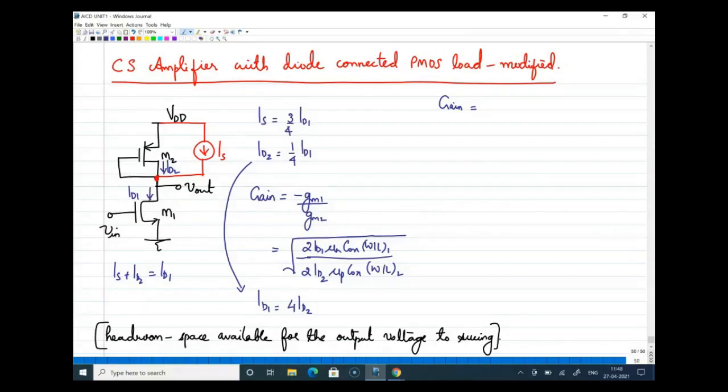Sir, 2 mu n W by L1 divided by mu p W by L of 2. So that means the square root is there or not? Yes, sir, the square root is there. So minus 2 and then the square root of mu n W by L of 1 divided by mu p W by L of 2. I hope this is clear. This is the gain expression, and now when you substitute mu n as twice mu p, you can definitely get some gain out of this, and you can choose a specific W by L ratio as well.